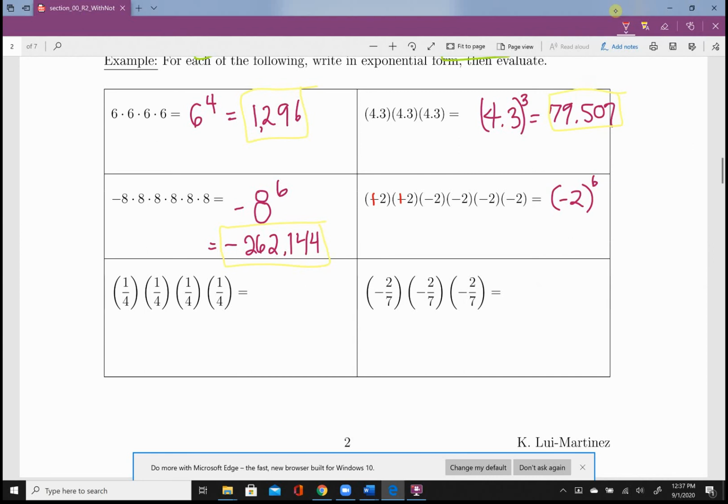So cancel them out in pairs. There's 1 pair, 2 pairs, 3 pairs. Are there any negative signs left over? Nope. So that means that the entire product ends up being positive in the end. So what are we going to get when we take 2 to the 6th power? Or rather, -2 to the 6th power. It'll be the same as if the 2 was positive. That'll be 64.